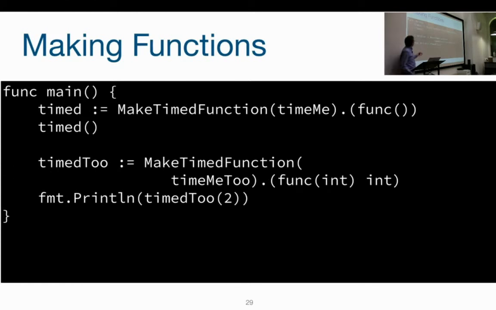And here's some code to actually run it. So we call the makeTime function, pass in timeme, and it passes the value back to a function with empty parameters. We assign this to the variable timed, and then call this function timed. And for time2, we call the makeTime function, pass timeme2, and then pass it back to a function that takes in an int and returns an int. And then we call time2, passing an int into it, and we print it out.